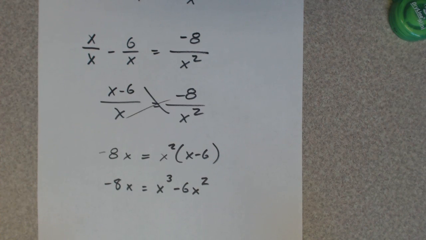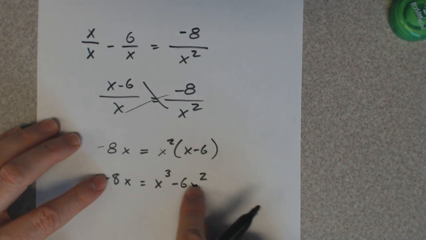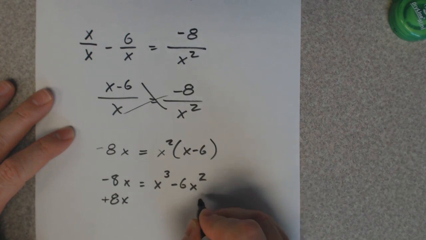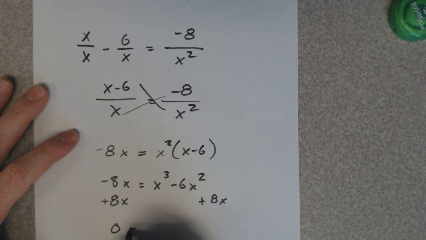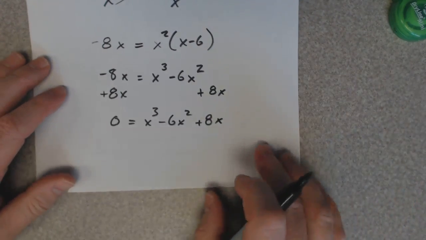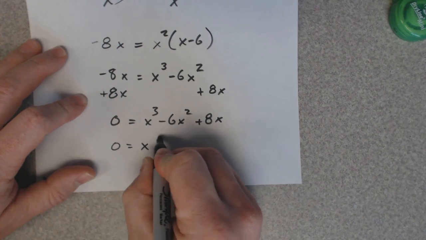Alright, well, if I look at this, you think, how in the world do I solve this? Is it a quadratic? Well, this isn't a quadratic. Well, get a 0 over here, add the 8x over. You can't add it to anything because there are no like terms. So you end up with 0 equals x cubed minus 6x squared plus 8x. Notice how every term has an x on it? So you factor out an x.